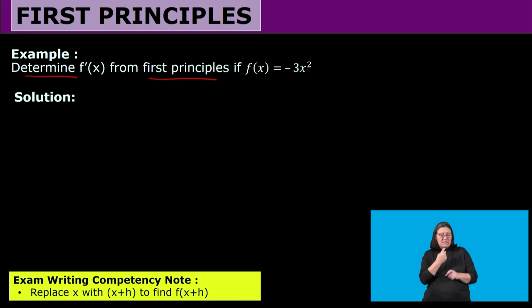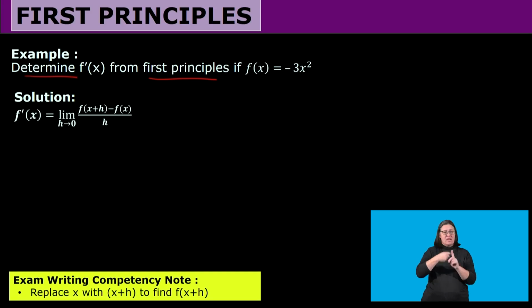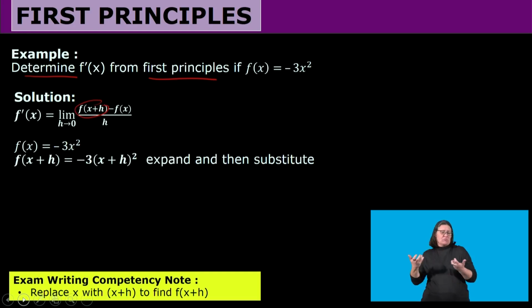First principles tells you that you need to use the formula: the limit as h approaches 0 of f of x plus h minus f of x all over h. Now, there are different ways you can set this up. One way is to work out f of x separately, f of x plus h separately, and then bring it all back into the question right at the end.